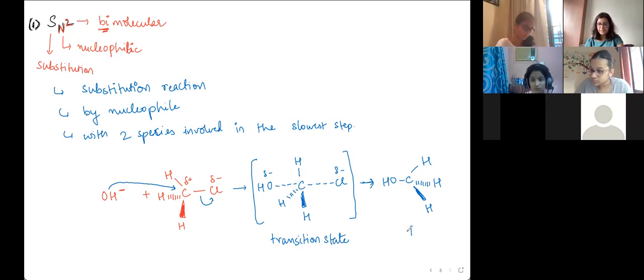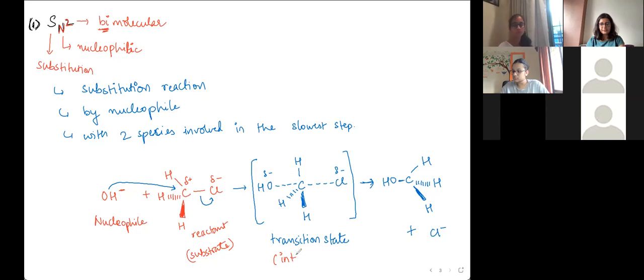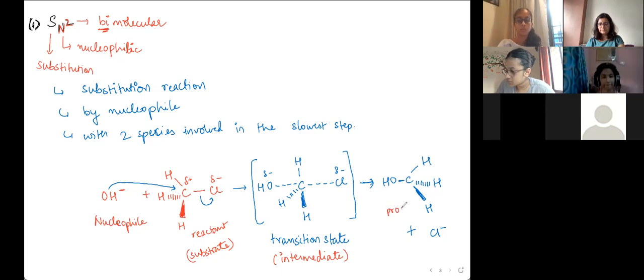And this also breaks apart as this is formed solidly. So here Cl minus comes out. So this is the nucleophile. This is the reactant or the substrate. This is also technically a reactant, but yeah. Substrate, nucleophile, transition state, also called the intermediate that is formed. So this is our primary product. This is a leaving group because it's left.